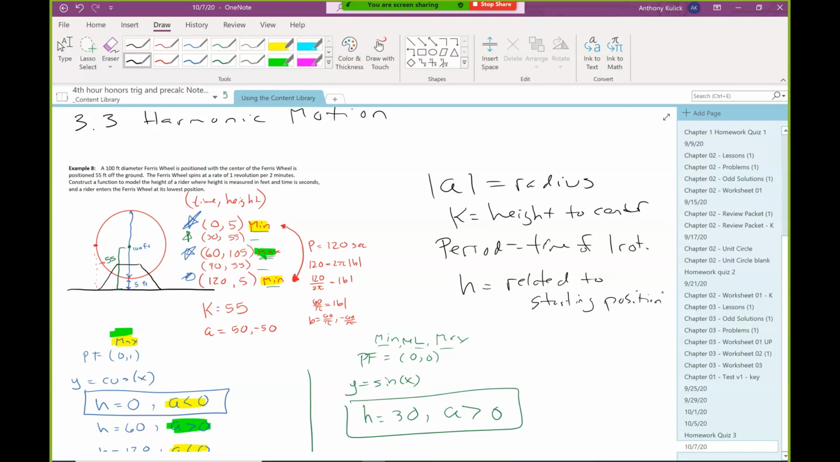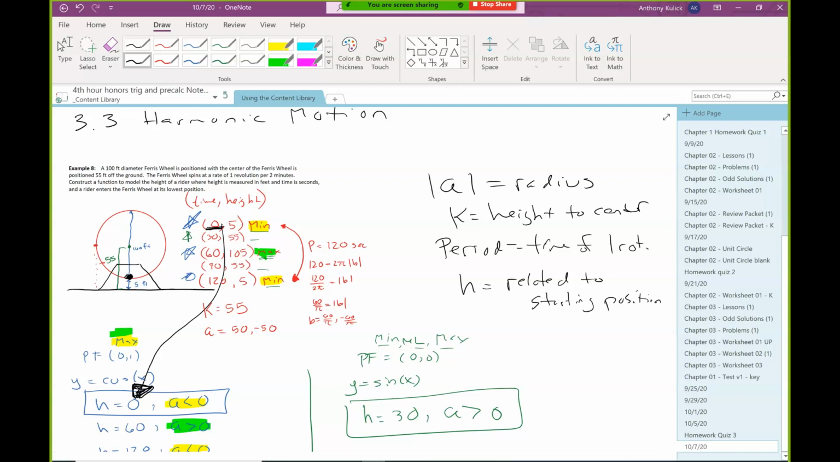Does that help hopefully speed things up the next go around? I don't want these to take a million years to where you have to figure it out, right? What does it say? It says related to starting position. So like our Ferris wheel started here, and that 0 became the h when we used the cosine function because it was at a minimum.